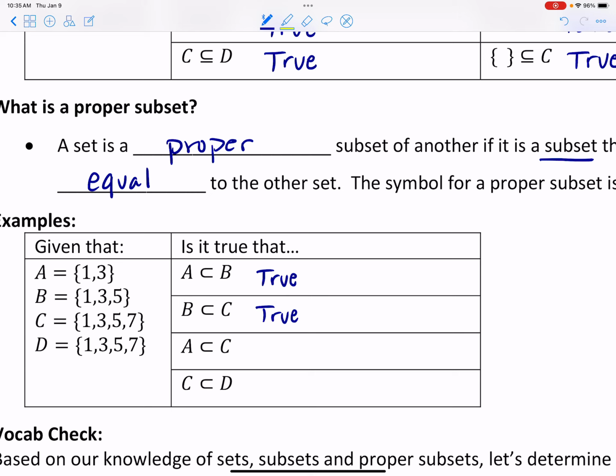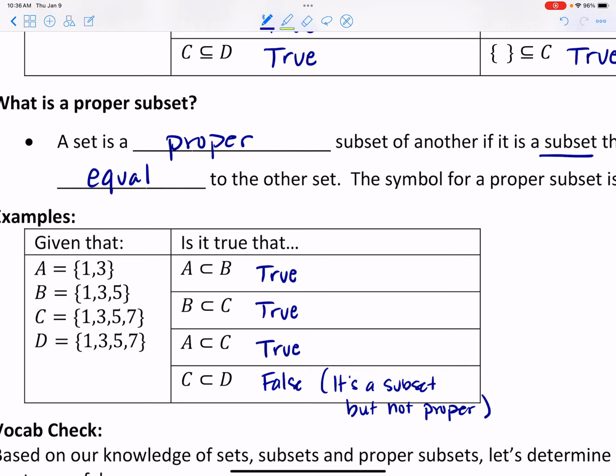Is A a proper subset of C? Yeah. Again, I can make A from C and they aren't equal. So this is true. Now, is C a proper subset of D? It is a subset. I can make C using the elements of D. But since they're equal, C is not a proper subset. It is a subset, but it's not proper. So this would be false. Okay. It's a subset, but not proper.